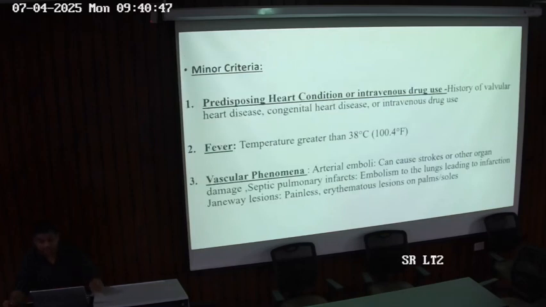Other than that, in minor criteria, there are predisposing heart conditions, like a patient with a history of rheumatic heart disease or congenital heart disease, or an intravenous drug abuser. These conditions are ideal for infective endocarditis, so they are considered a point of minor criteria. Fever, low grade fever, and vascular phenomena, whether autoimmune or direct embolization: arterial emboli can cause a stroke or organ damage in the infarct, and septic pulmonary infarct, emboli to the lungs leading to infarction. On the palm, there is a Janeway lesion, a painless erythematous lesion on the palm or sole.